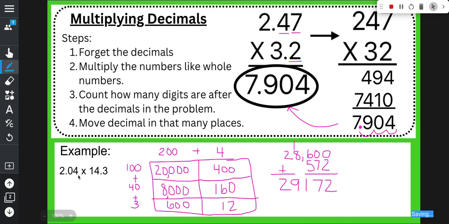All right, now we count how many are after the decimal. We do have to count this 0 because there was a digit after it. So we have 2 on this side, and we have 1 on this side, making it a total of 3. So we're going to start on the end. We're going to go in 1 spot, 2 spots, 3 spots, and our answer ends up being 29.172.